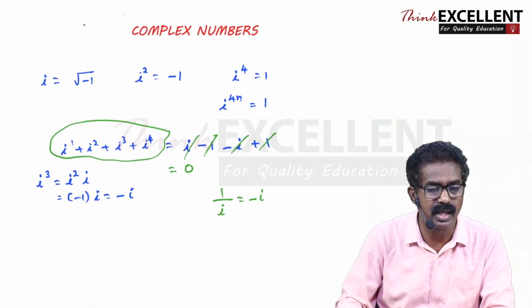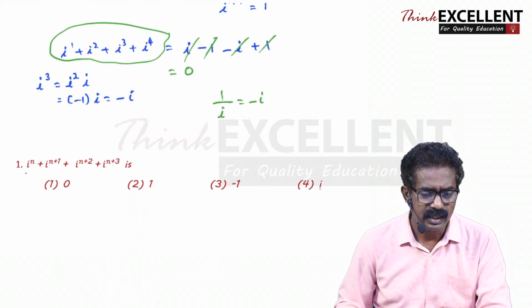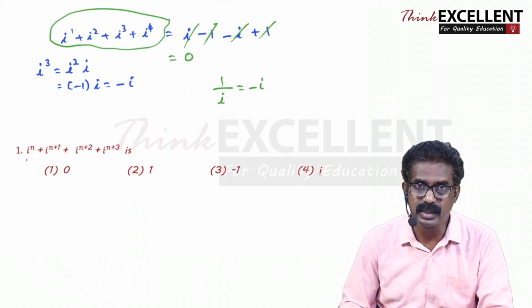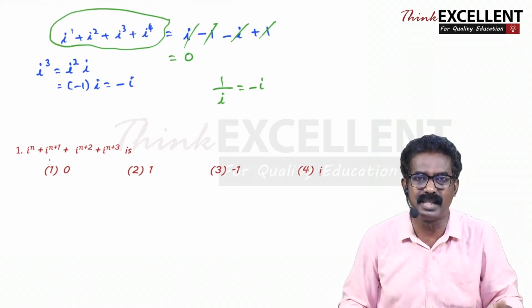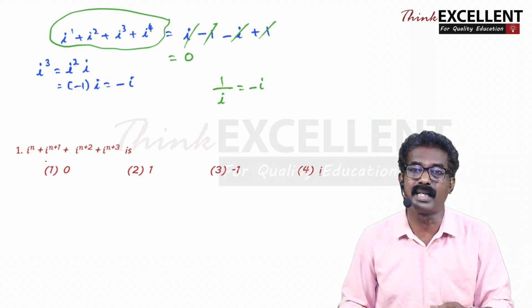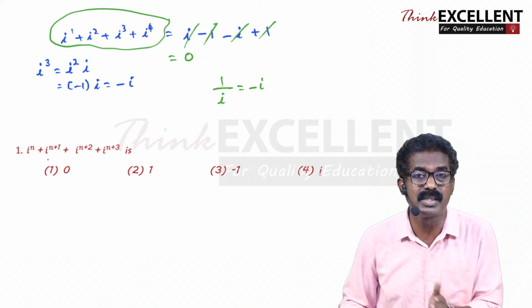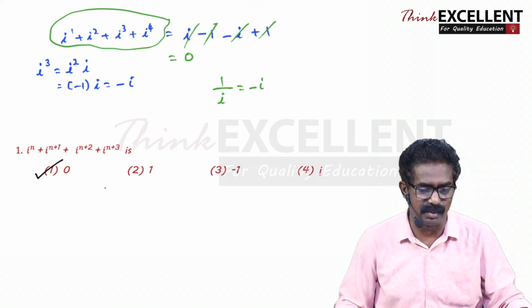Now we start with question number 1. Look at the first question. i raised to n plus i raised to n plus 1, the next number, plus i raised to n plus 2 plus i raised to n plus 3. 4 continuous values, then you know the answer is 0, the first option.